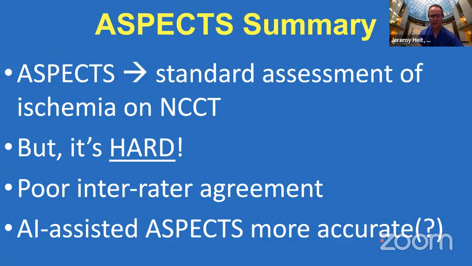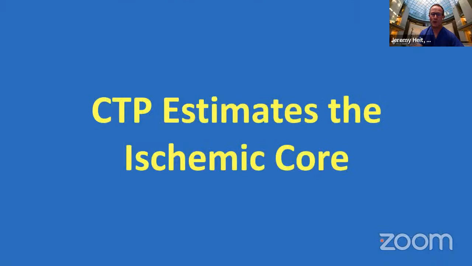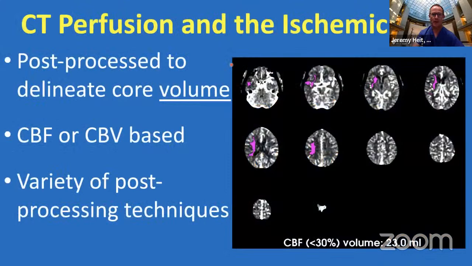Okay, so CTP, does it do better than ASPECTS in terms of estimating the core? I would argue that it probably does. We've already talked about how we do CTP, and what we do to estimate the core is we take that data and delineate a volume.